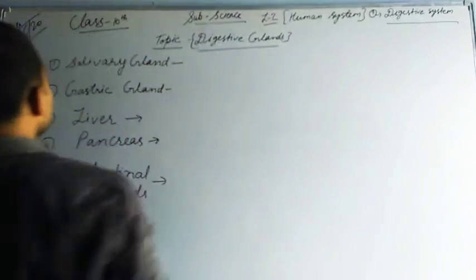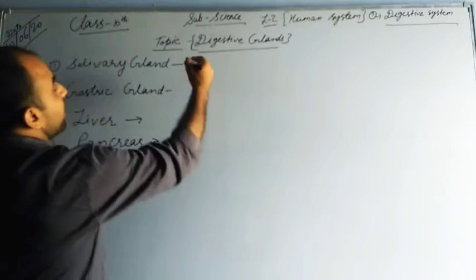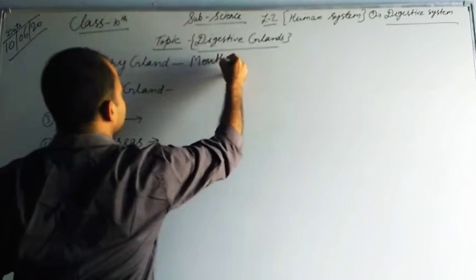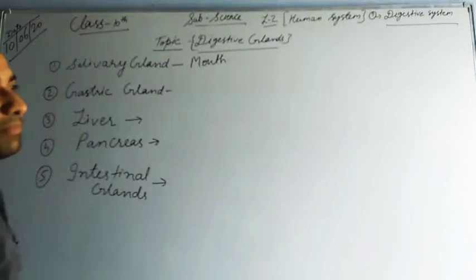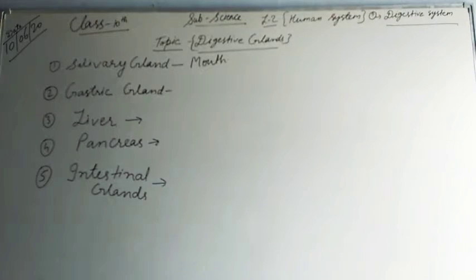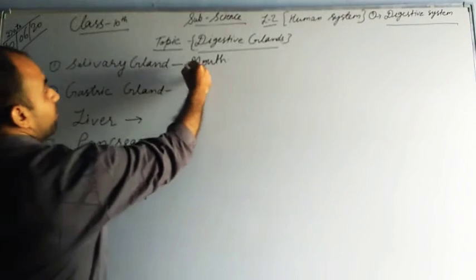The first gland about which we are talking is present in the mouth. I will make it clear. I will tell you in detail about each and every gland which I have written on the blackboard, how they are working, what they are releasing and what their function is. But till then I am just telling the location.